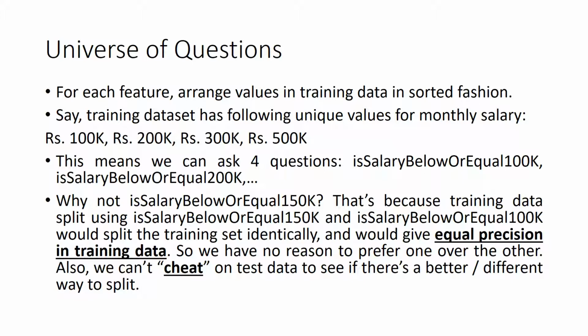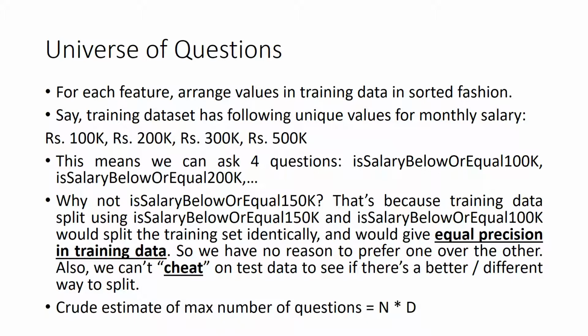Okay, so for this particular dimension being monthly salary, I have 4 possible questions because I have 4 possible values that I see in training data, which means that a max number of questions that I can have is n times d. For each of my dimensions, I will have n possible questions, and n is the number of training data records. So for each of the dimensions, I'll go through all my records in the training data.